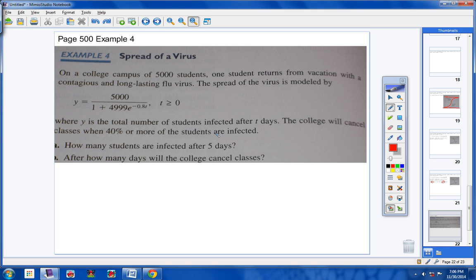So where the t is, I'm going to put a 5. It really shouldn't be too hard to do, students. You have negative 0.8 times 5, which gives you negative 4. So now I have 5,000 over 1 plus 4,999 e to the negative 4. I can type this whole thing into my calculator very quickly, and I would get this out.